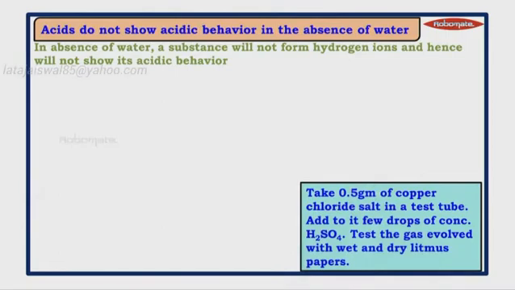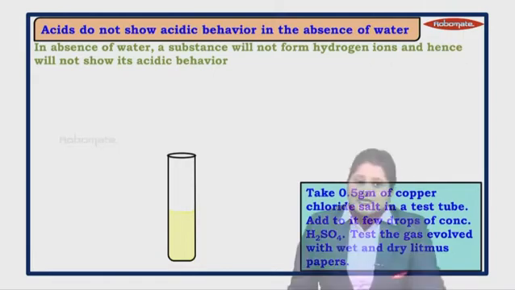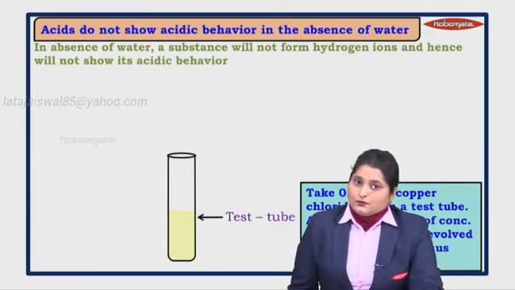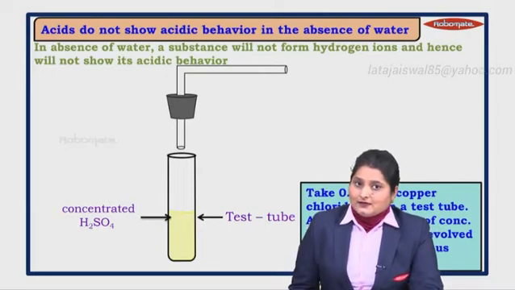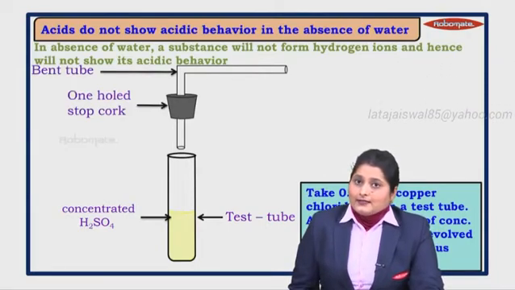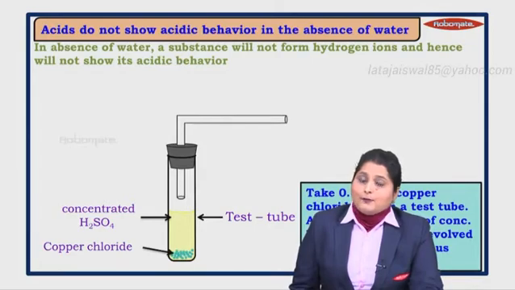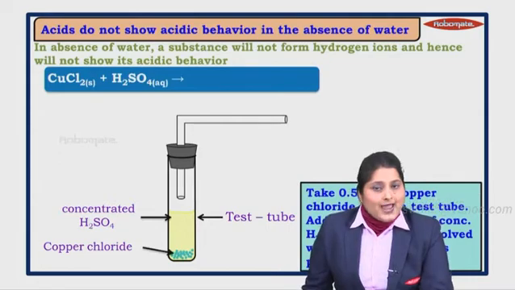Initially, we take 0.5 gram of copper chloride salt in a test tube. And we are going to add a few drops of concentrated sulfuric acid. The gas is immediately evolved. We are going to test it with dry and wet litmus paper. So we take a test tube, we take concentrated sulfuric acid, we plug it, very, very important, with what is called a one-hole rubber cork and a bent tube. The moment we add copper chloride, immediately these two are going to react together. What is the reaction?